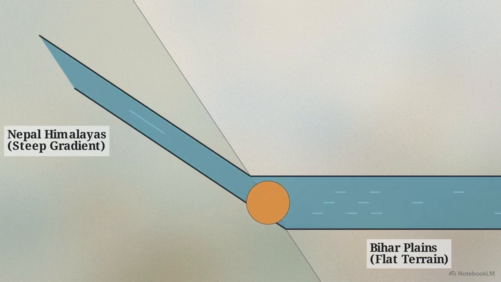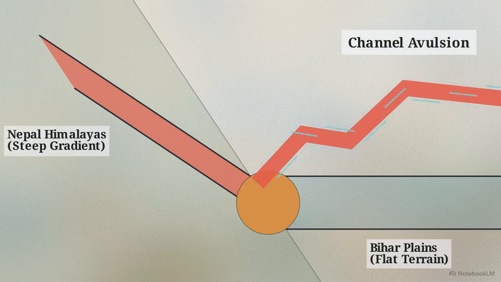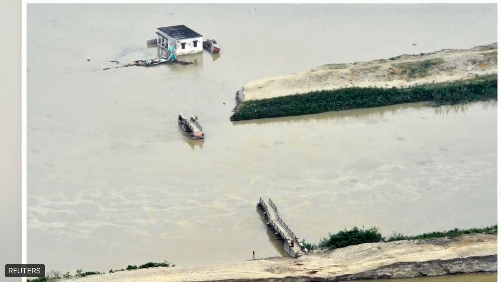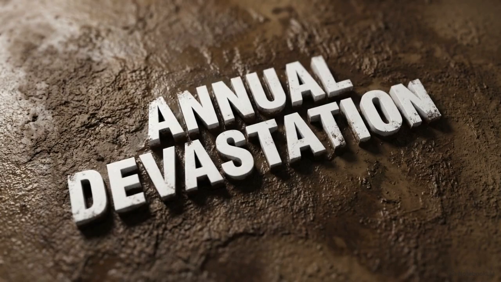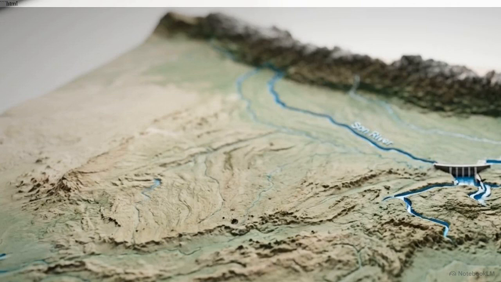Hitting the flat Bihar plains, the river loses velocity. Heavy debris drops out of suspension, clogging the channel. This sediment buildup forces high-pressure water to break through the banks, carving a completely new, unpredictable channel through a process called channel avulsion. Avulsion results in catastrophic, instantaneous flooding in rural areas that had no prior river channel to manage the flow. This frequent, destructive behavior has earned the Kosi the title, the Sorrow of Bihar. These floods are not random events, but the mechanical failure of a river system struggling with a sudden collapse in gradient.